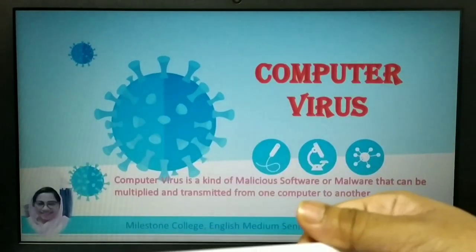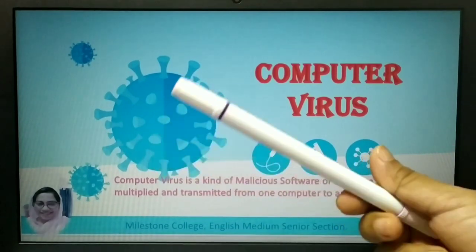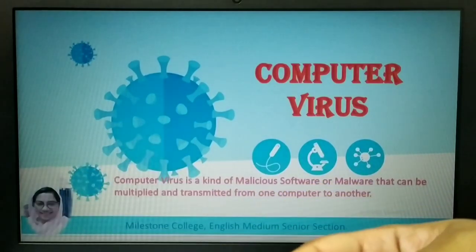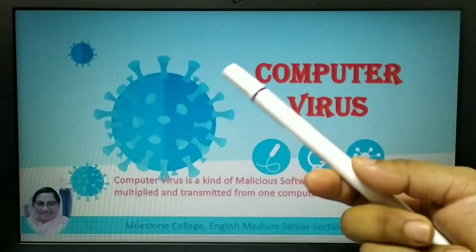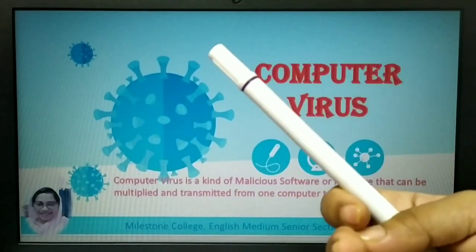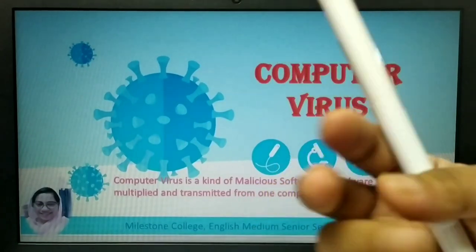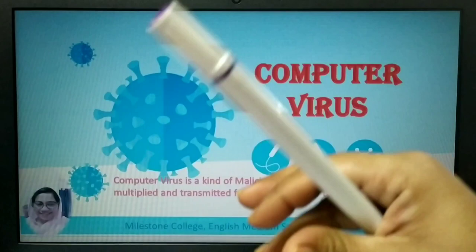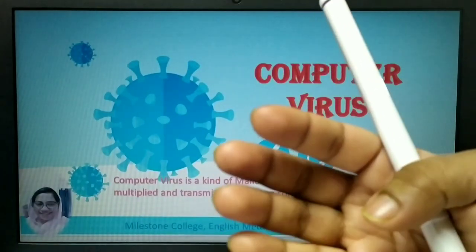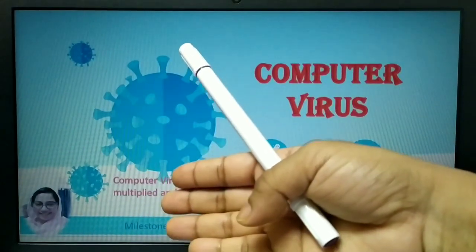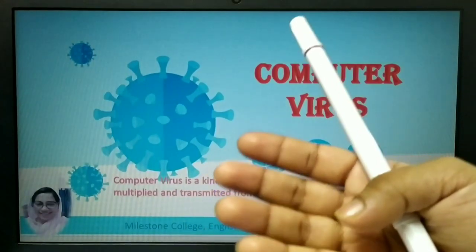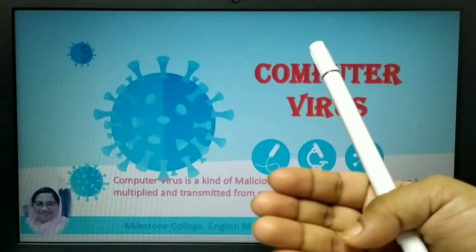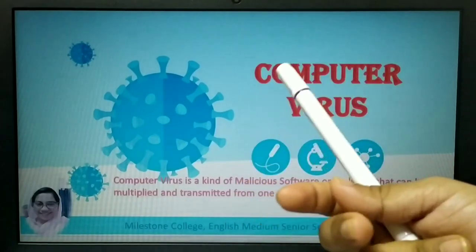transmits from one computer to another, like our real life germ, the virus, which is also contagious. Contagious means it attacks one person, then one person to another person, as you know. And now in this situation, how does coronavirus work? If I am attacked by coronavirus, may Allah forgive me, and I didn't wash my hand properly, then if anyone shakes my hand, he or she is also affected by this virus. So the computer virus is also like that.